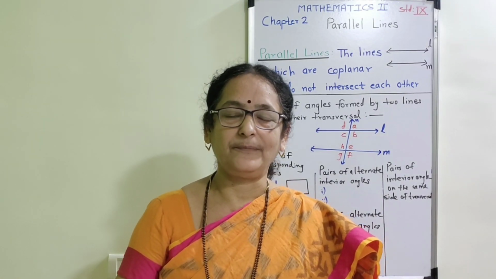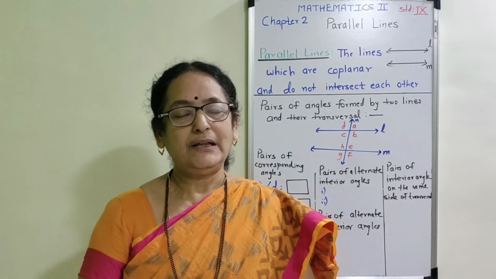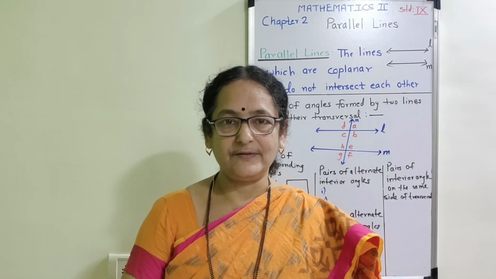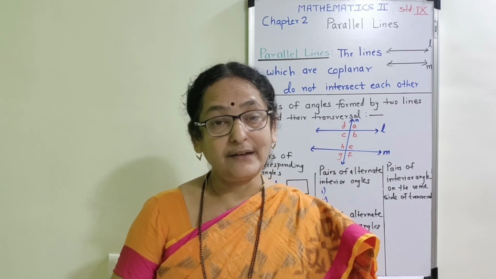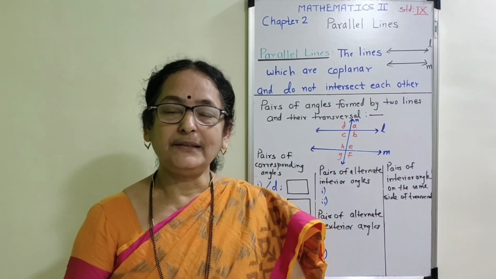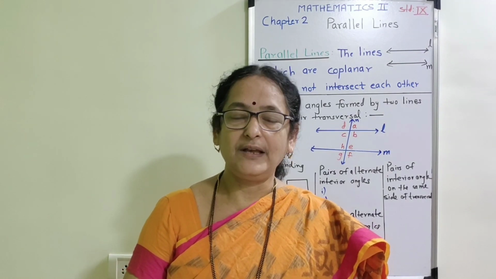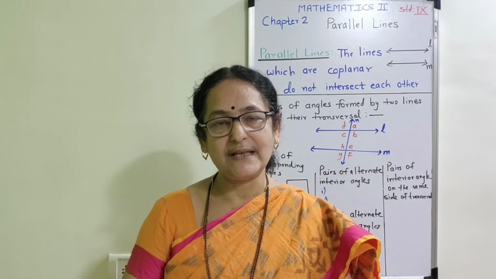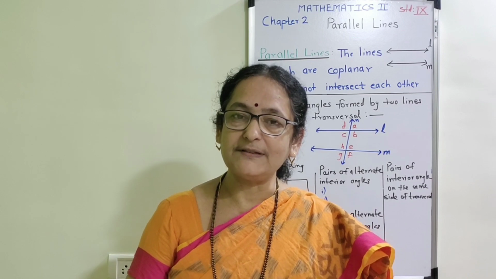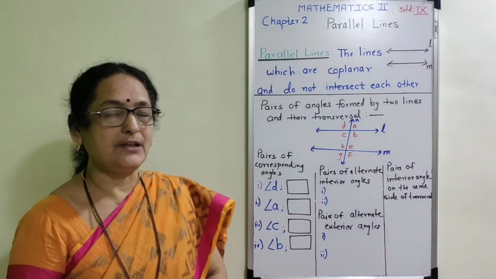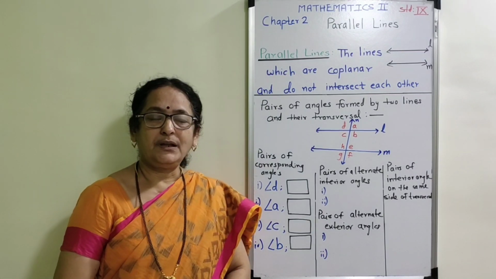In this chapter we are going to learn the angles formed by two lines and their transversals. What are the types of the angles? Then the properties related with those angles. We are going to learn theorems as well as their converse and important properties. Now let us start with the first definition.